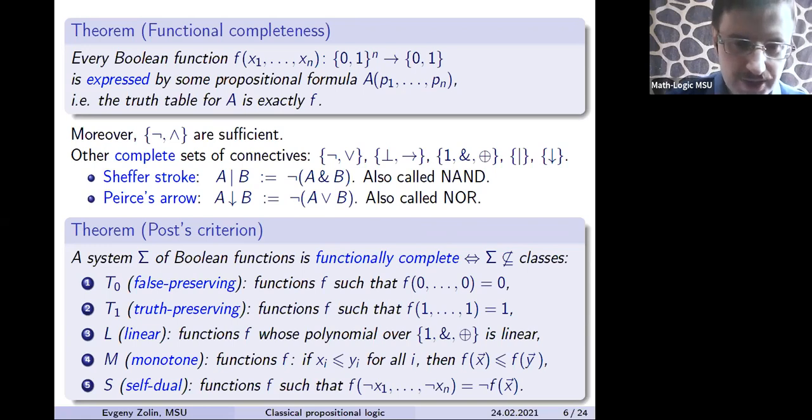Okay, so is it clear? Are there any questions? Okay, let's proceed.